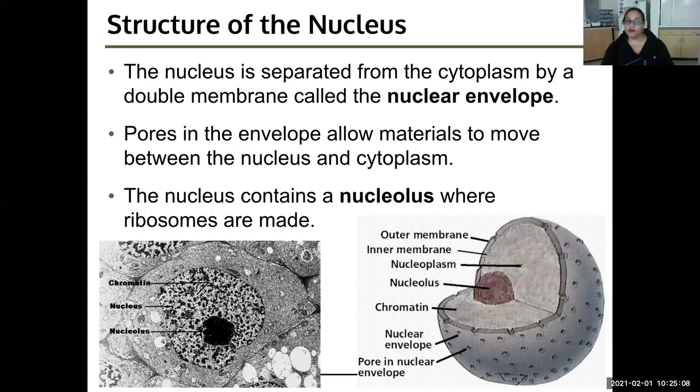The nucleus is separated from the cytoplasm by a double membrane called a nuclear envelope. But it is not solid, just like our regular cell membrane. There are pores in the envelope that allow materials to move between the nucleus and the cytoplasm. And the nucleus contains a nucleolus, where ribosomes are made.